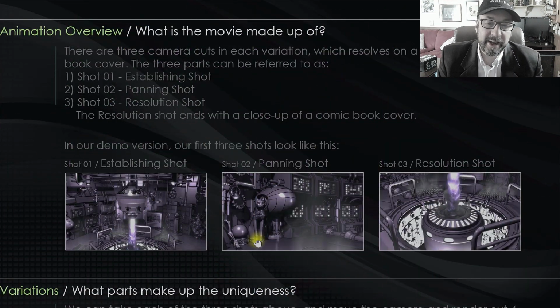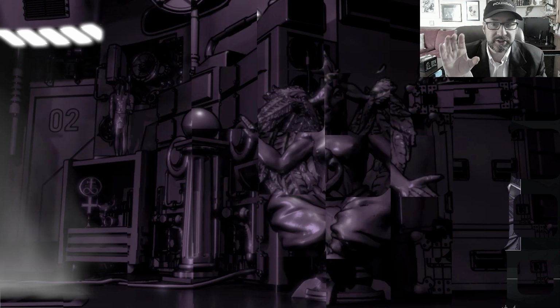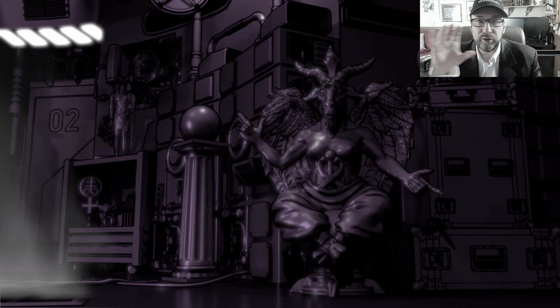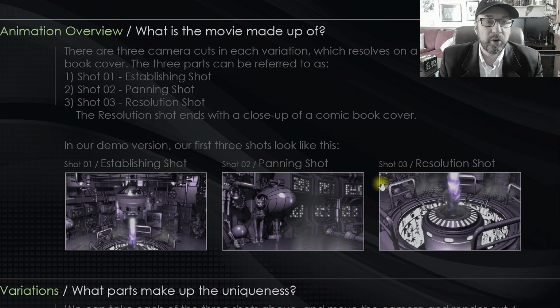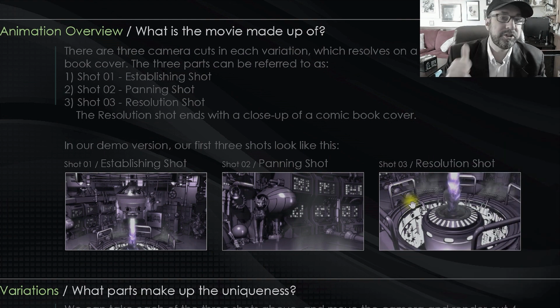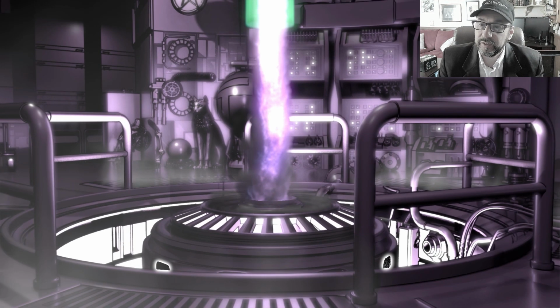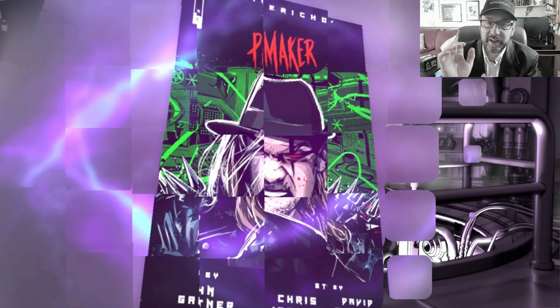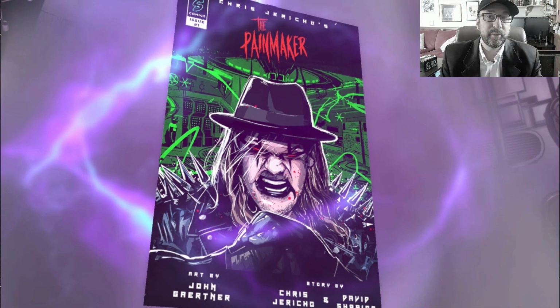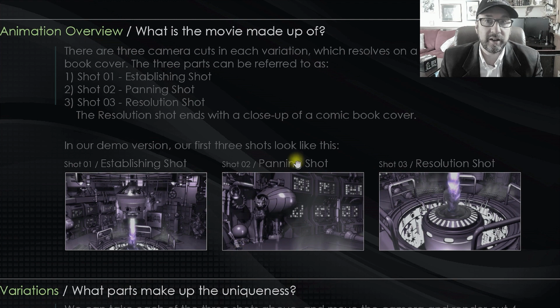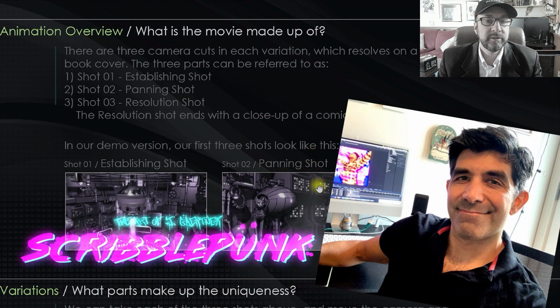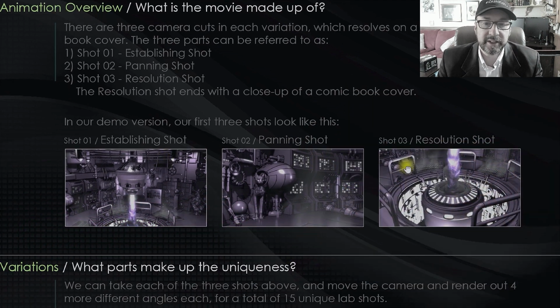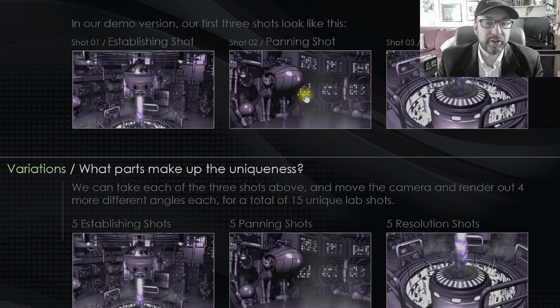Shot 2, the panning shot. We focus in on something interesting in the laser lab and then move back over to the laser core. And then part 3, the resolution shot. That shot right over here ends up looking at a unique comic book cover. Those comic book covers were all drawn up by John Gardner. In our demo version, our first shots look like that. We just did a quick demo, a little proof of concept. But now let's actually create the guts of this thing.